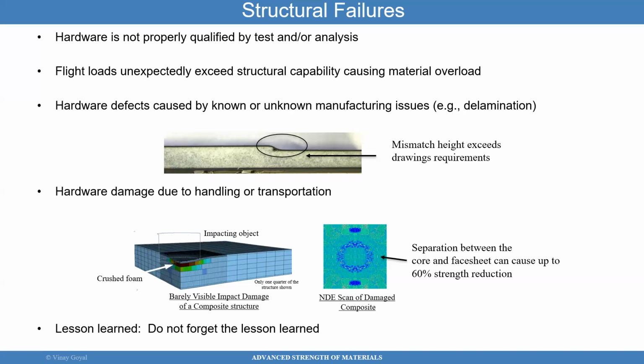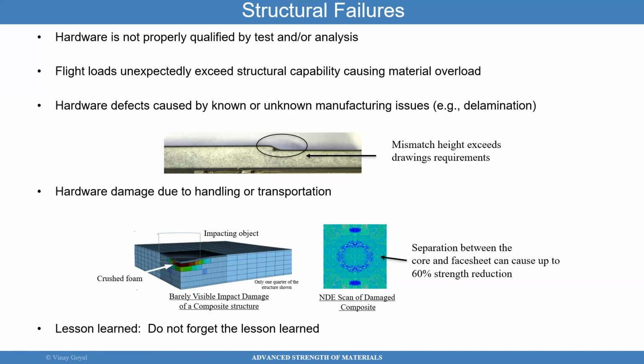Hardware defects could be caused, like in this example, by a defect in the manufacturing, and that's a stress concentration that can cause a failure. Hardware damage: we have an impact damage event on a composite that nobody saw, that under compression load causes failure.